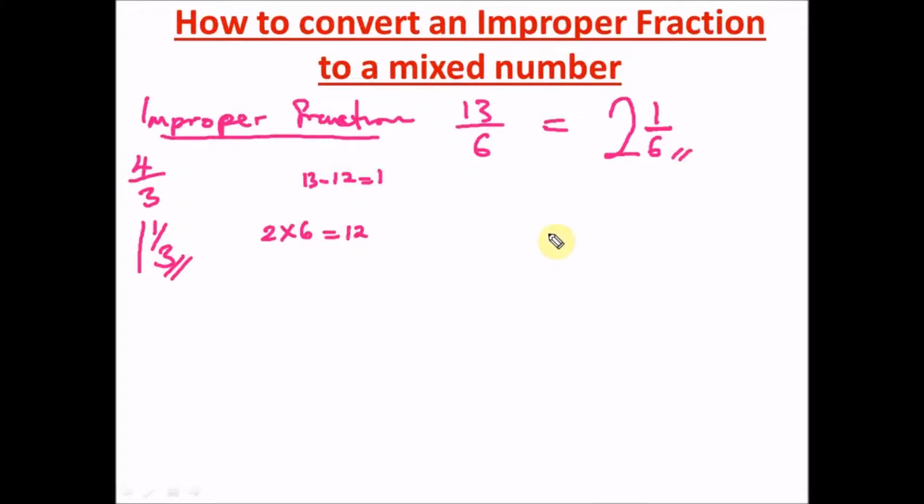All right, let's do some more. Let's say we now have 13/9. This is an improper fraction. So how many 9s can we get in 13? We can only get one 9, because 1 times 9.